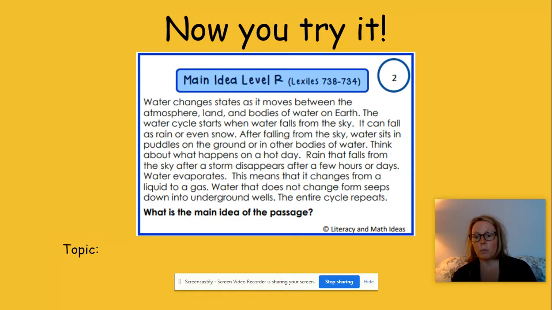This is talking about the water cycle, something that you are very familiar with as well. So you'll be able to try this on the slides when the video is done. And then I have another slide that has some other practices. So you'll be just geniuses with main idea.